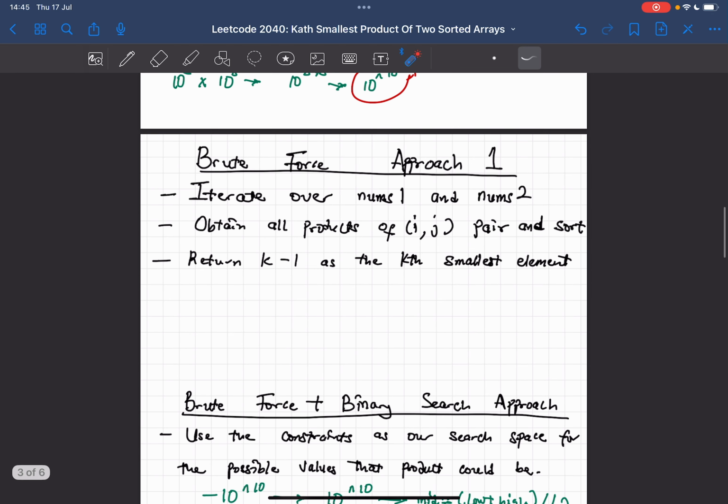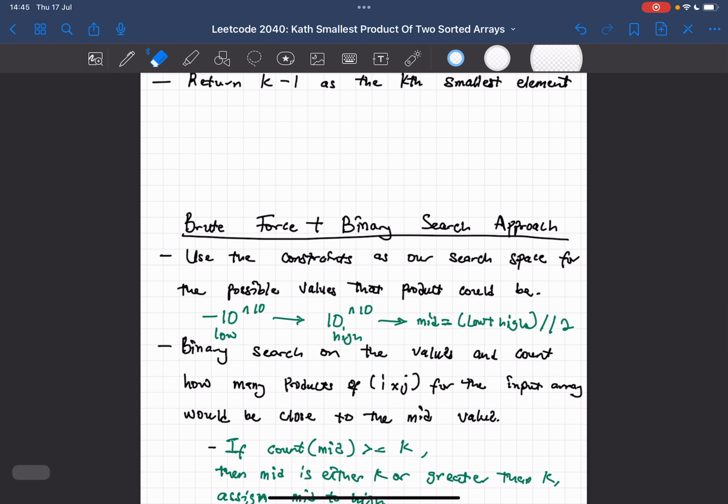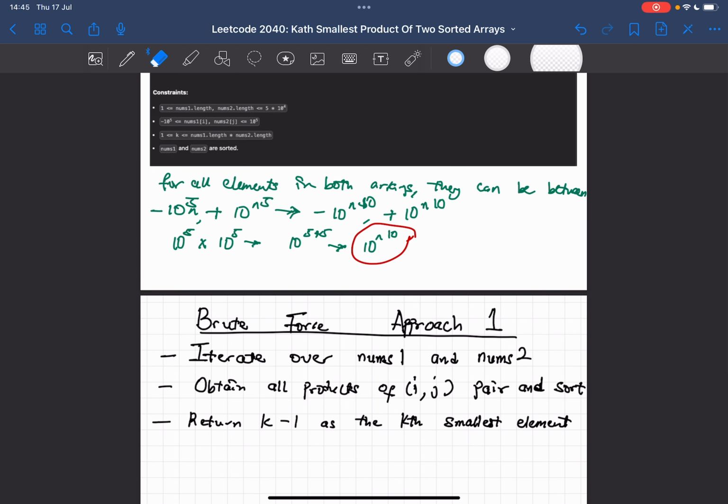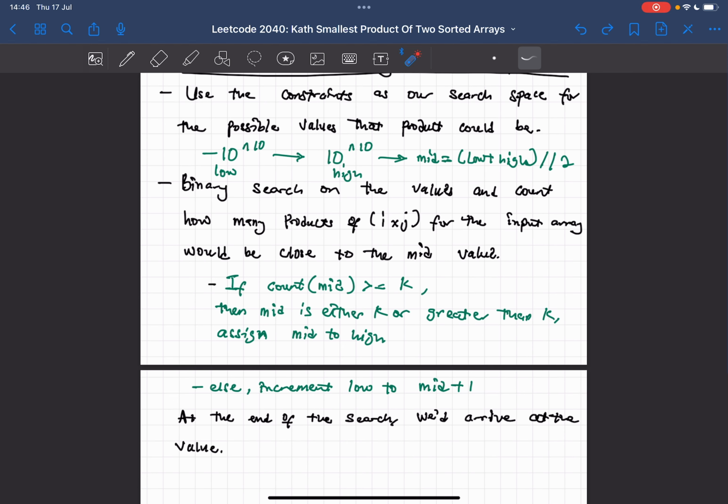Now there's another approach where, for example, you can use brute force and binary search. It works by the idea that since you know the largest range of products is between negative 10 raised to power 10 and positive 10 raised to power 10, you can use binary search to define a search space. The approach is basically you take your lowest maximum product value, your highest maximum product value, and then you obtain a mid value between both of them, right? Because you're trying to get what the search space is.